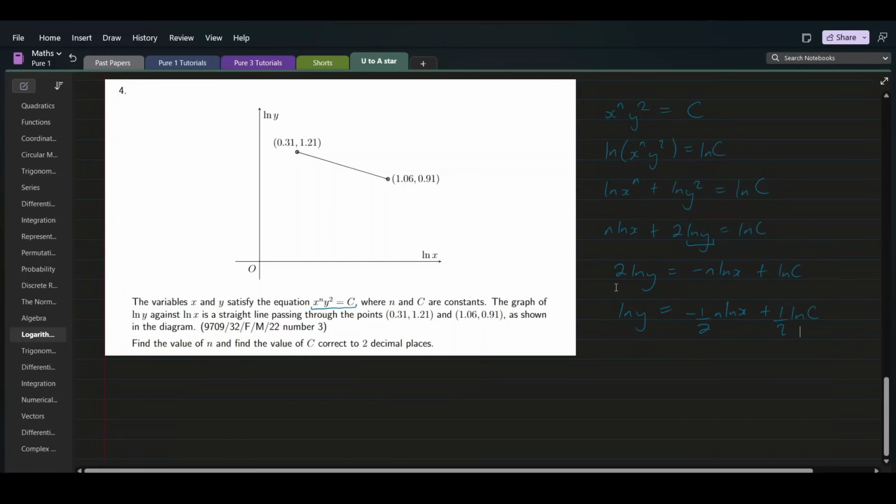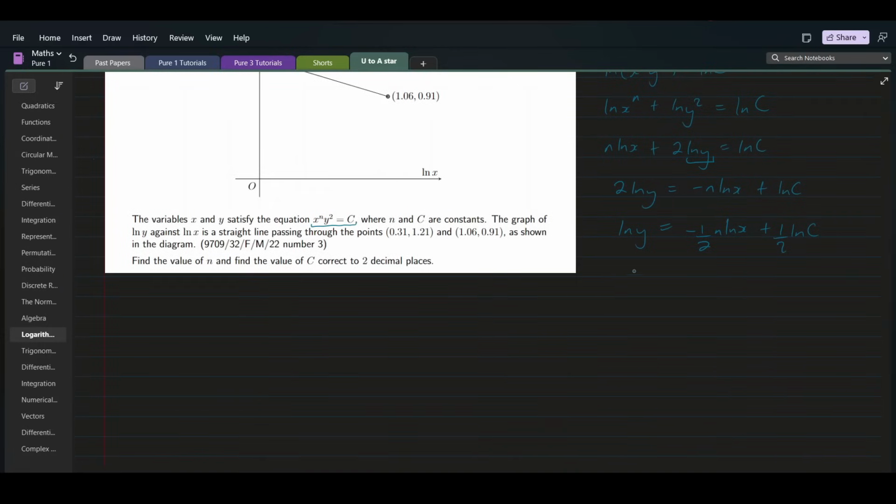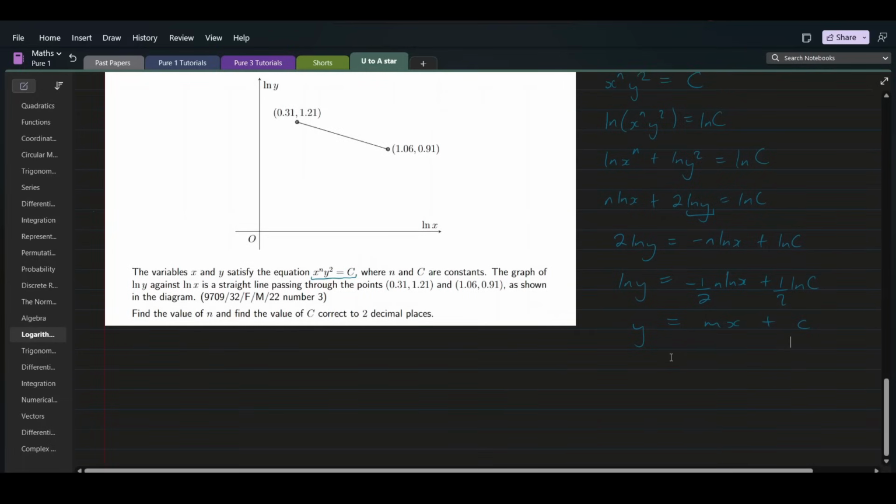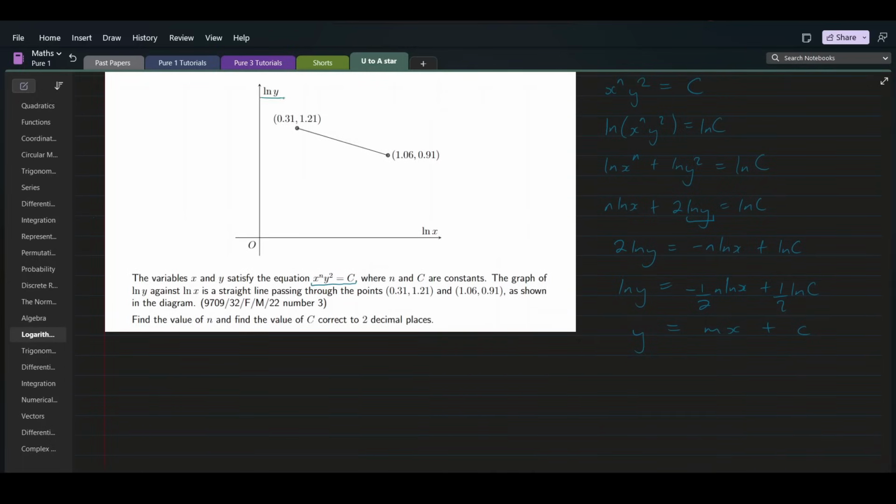Okay, so if we compare this to the equation of a straight line, you will notice some similarities. y equals mx plus c. In this case, we are given that our graph is of ln y against ln x. So notice how this ln y would be the same as y, and this negative half n would be the same as m, and since it's against ln x, this ln x is representing the x over here, and then the half ln c would be representing this c over here.